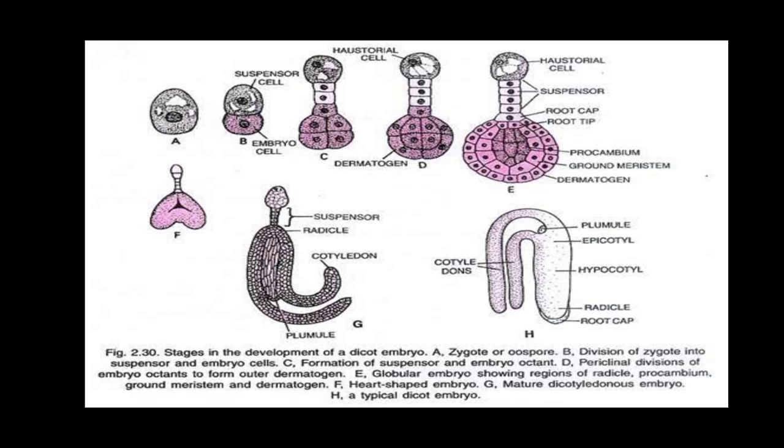The major function of the suspensor is that it pushes the proembryo inside the endosperm to get nourishment, and after getting the nourishment, the proembryo divides very fast and forms the complete, fully formed embryo, and this embryo consists of two cotyledons, plumule and radicle.